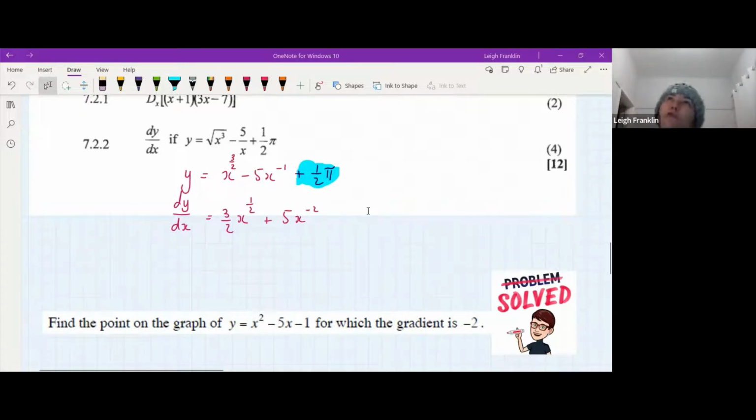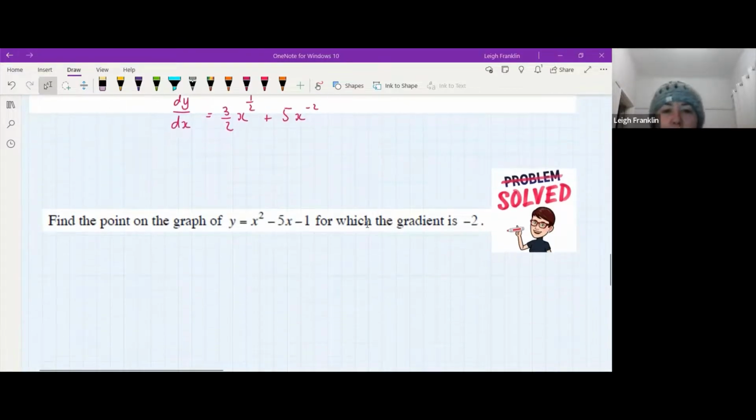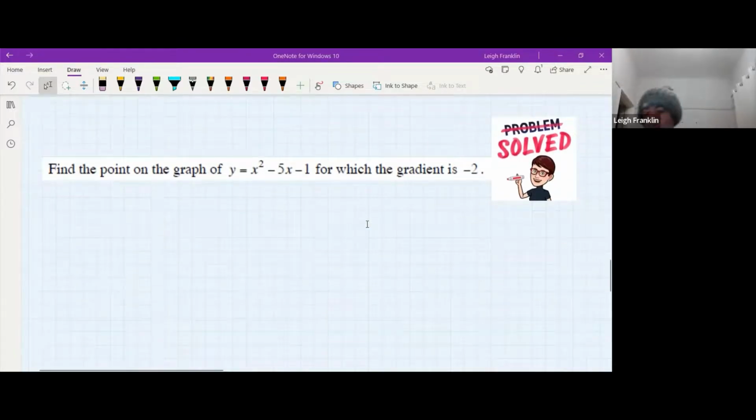Well, they're not trying to throw you off, but they're trying to test, yes, do you understand that pi is just a number? Okay, all right, so let's go back to this question. So if they ask us to find the point on the graph for which the gradient is -2, it's a greatest pleasure, Aisha.